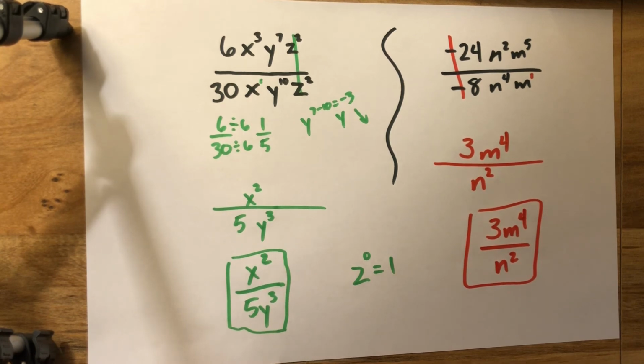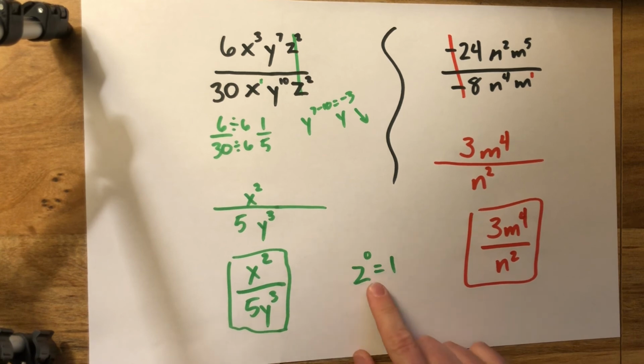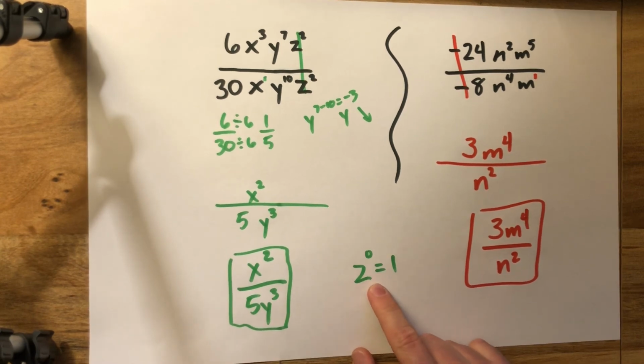A couple properties to think about again: the quotient of powers property, the negative exponent property, and then again right here, this one came up, the 0 power property.